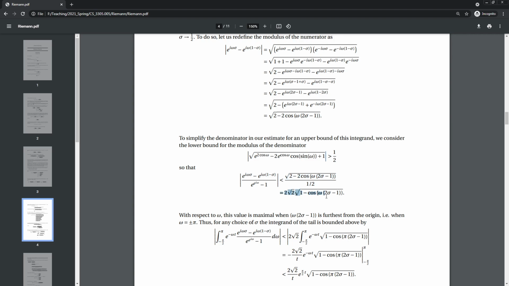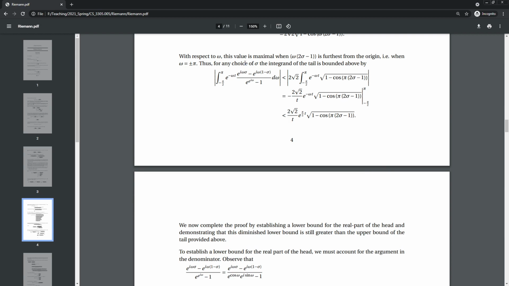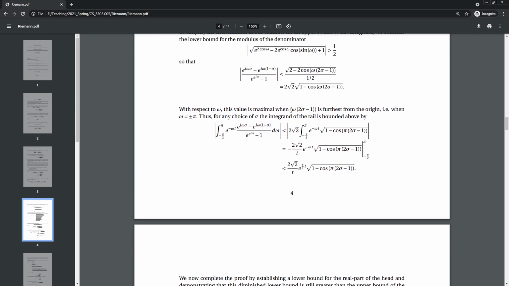Okay. So then, this is exactly equal to this. So we just move the 2 up. We can factor out a 2 from inside the square root. So we get this constant 2 square root of 2 times what's left behind: 1 minus cosine of omega times 2 sigma minus 1. Okay, so now with respect to omega, our variable of integration, the value is maximal when omega times 2 sigma minus 1 is furthest from the origin. That is, whenever omega is plus or minus pi.